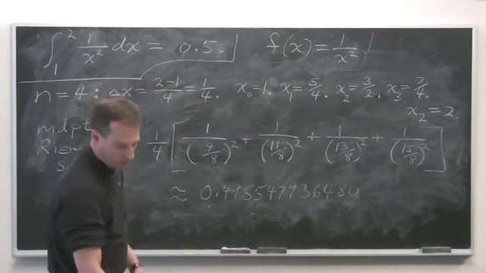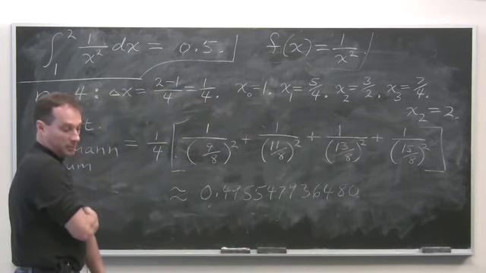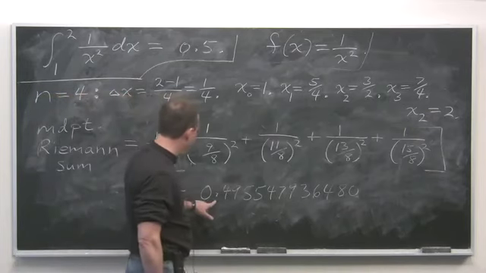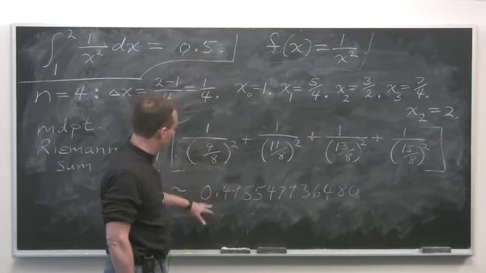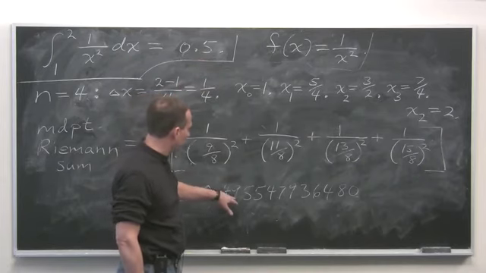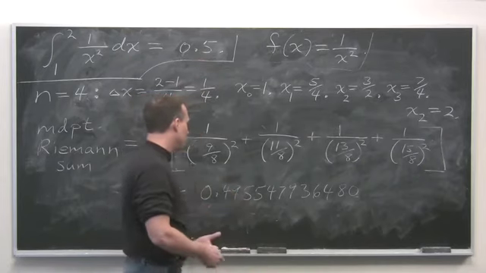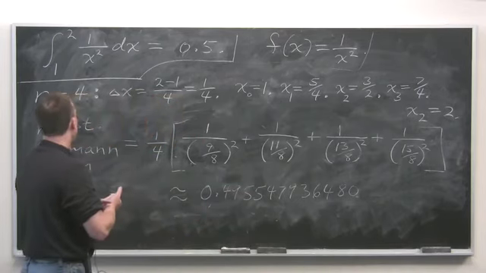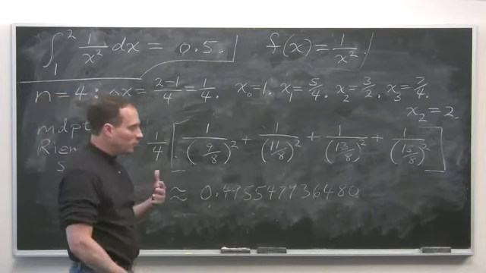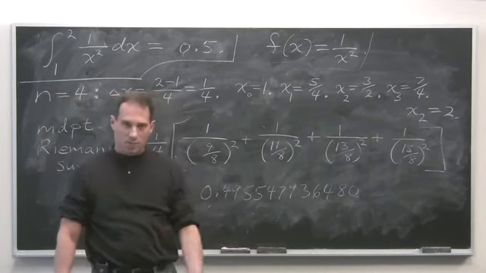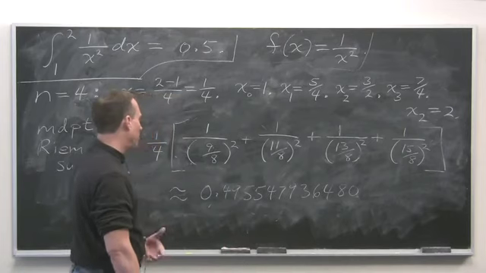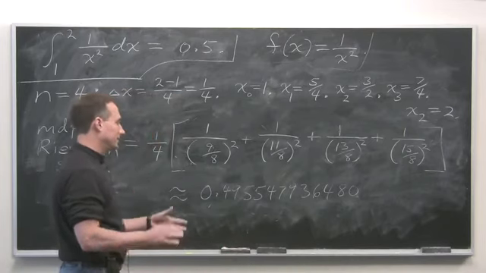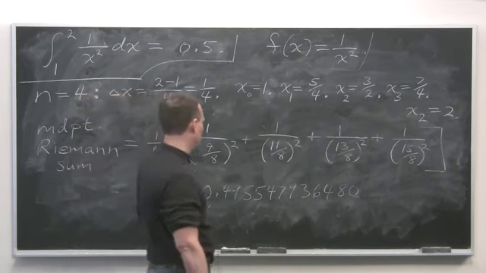Before, we were off by about 0.017. Now we're off from the actual value of 0.5 by about 0.0045. So yeah, we got a lot closer by taking twice as many subintervals. And in general, that's what you expect to happen. You expect that as you take more subintervals, your approximation will get better. I'll say it again, technically that doesn't have to happen, but it's what you expect.